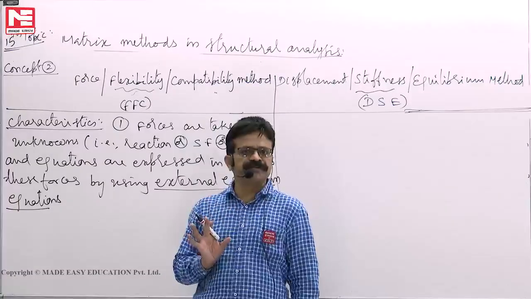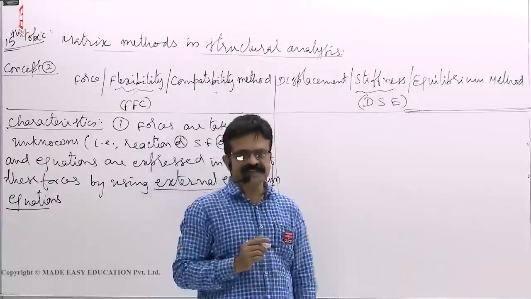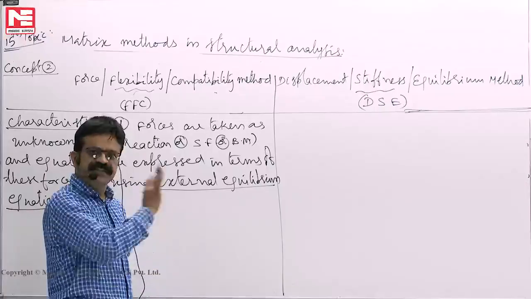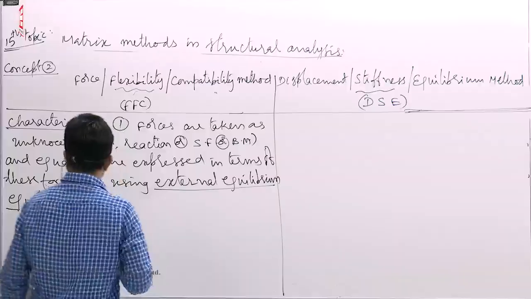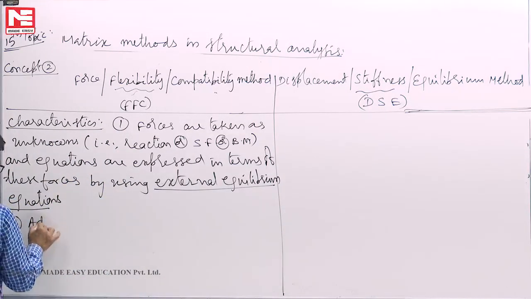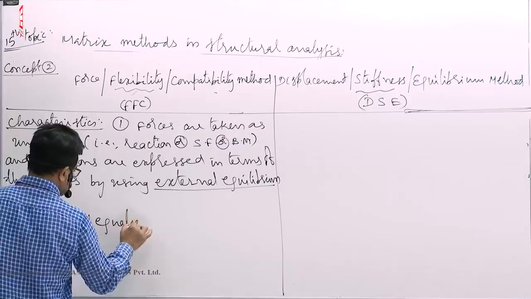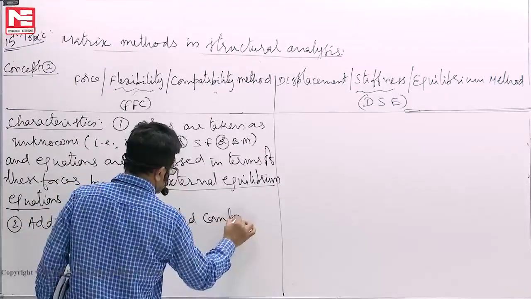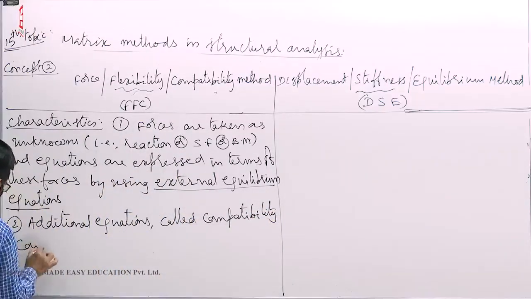Means you should be out of the structure. Sigma x 0, sigma y 0, sigma m 0 are external equilibrium equations. They are not sufficient because it is statically indeterminate structure. So additional equations you have to develop. They are called compatibility conditions. Okay. Second point. Additional equations called compatibility conditions.